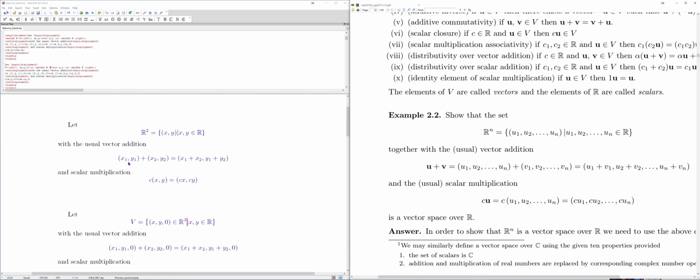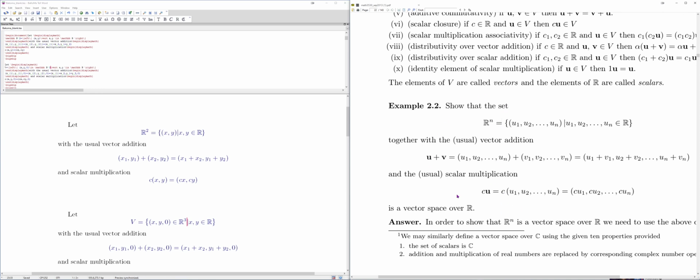And you want to notice how you do the vector addition. How you did the vector addition for R2 is you just add corresponding components: you add x1 to x2 and you add y1 to y2. Likewise over here, I'm using slightly different notation, but how you add vector u to vector v is you just add the corresponding components. So you add u1 to v1, you add u2 to v2, and so on, and you add un to vn. It's the same thing. And the scalar multiplication here, how did you do it? You just multiplied each component by the scalar, and you're doing the same thing here, multiplying each component by the scalar c.